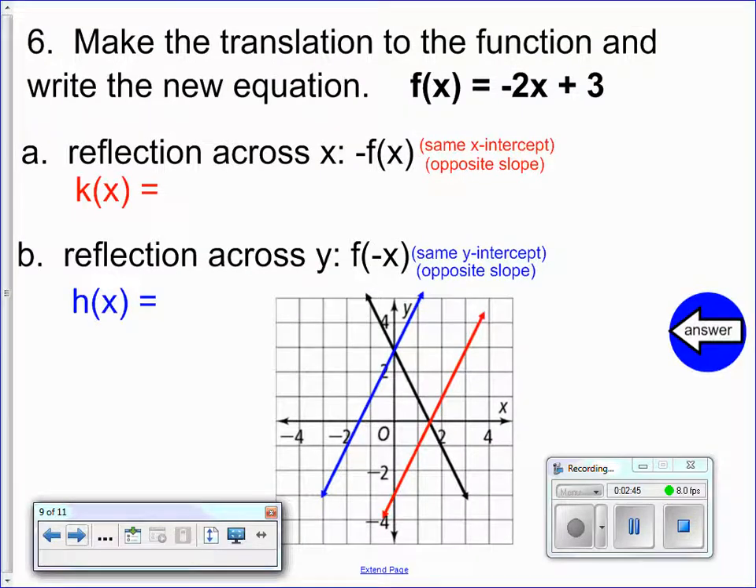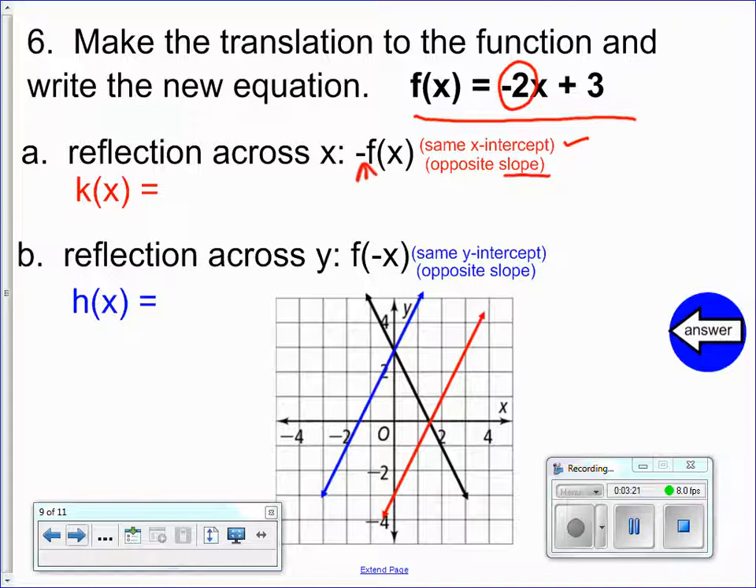Making the translation, here's my original graph, and it wants me to write the new equation. My negative is on the outside, so it's going across the x, so it's going to have the same x-intercept and the opposite slope. I already know that the slope is going to be positive because my original one is negative. Let's take a look at the graph. The black line here is my original equation, and when I reflect it across the x, it's this red line.